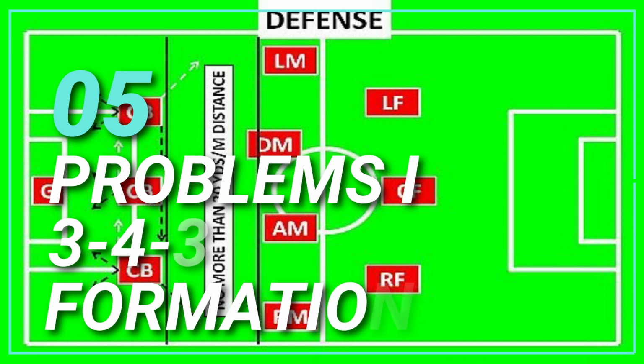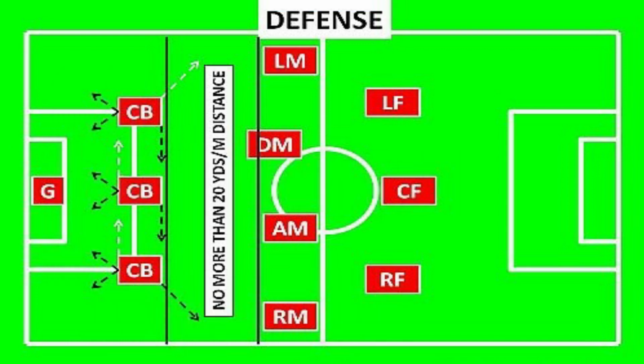Fifth, problems in 3-4-3 formation. Despite how great the 3-4-3 is for attacking play, it has quite a few defensive flaws. The 3-4-3 is very vulnerable on the counterattack due to the formation having only 3 central defenders. When playing this formation, you have to be very careful not to overcommit to the attack. Otherwise, the other team will have a huge advantage if they win the ball back.